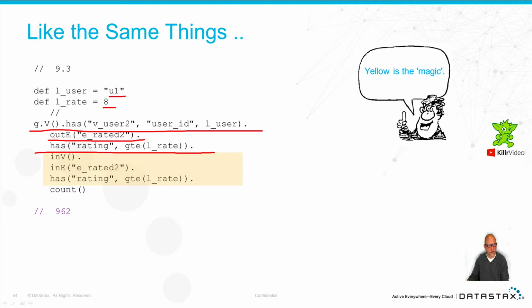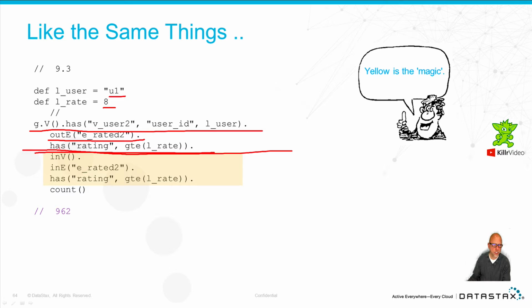Where am I as a result of this out E? I started on the vertex user. I left with an out E on rated. Where does out E land? Out E lands on the edge. It's the edge of all the ratings for movies. I landed on the edge of ratings, and I said, just give me a subset of what I've rated. Just give me the 15 that I've rated 8 or higher. Good to go? That's where I am on the red line. Just give me the 15 movies I've rated 8 or higher.